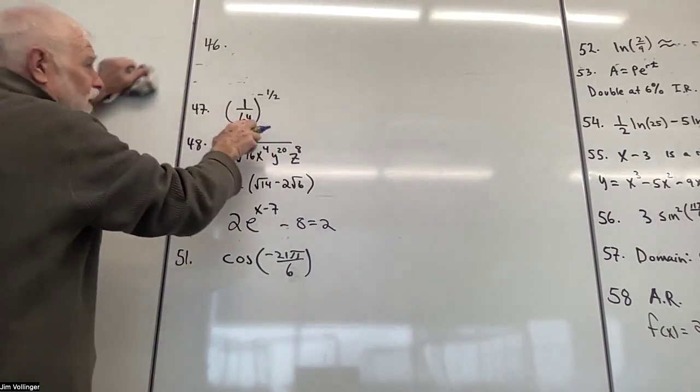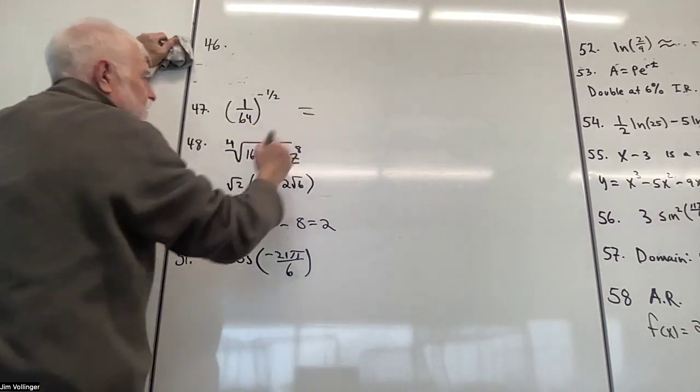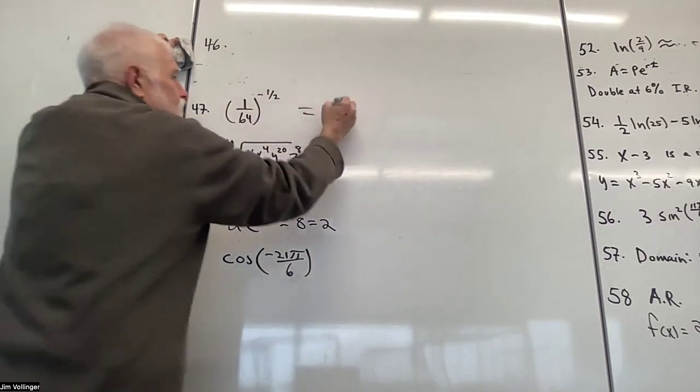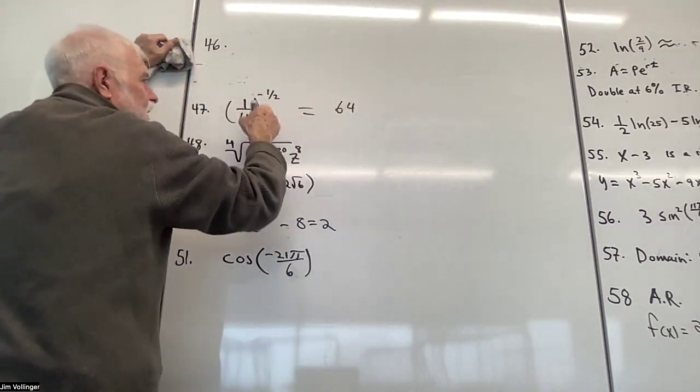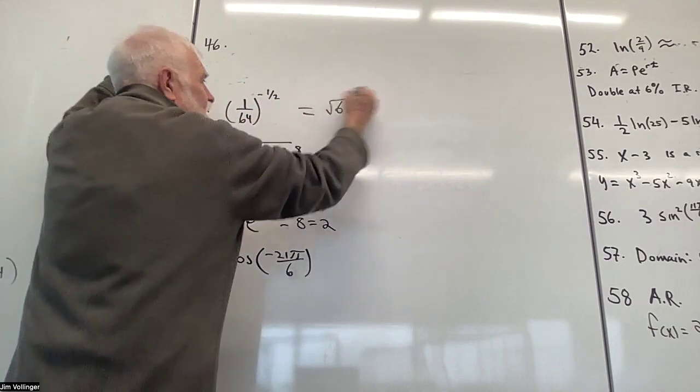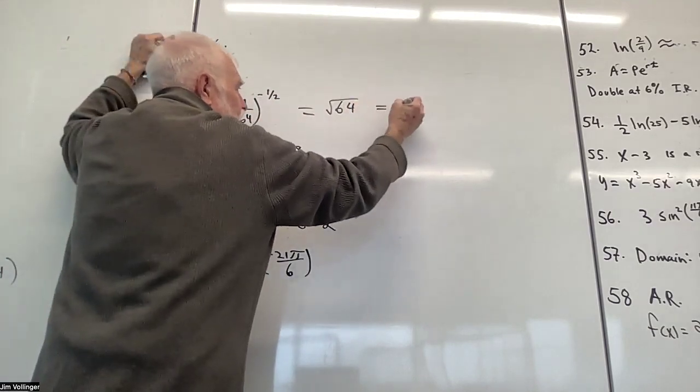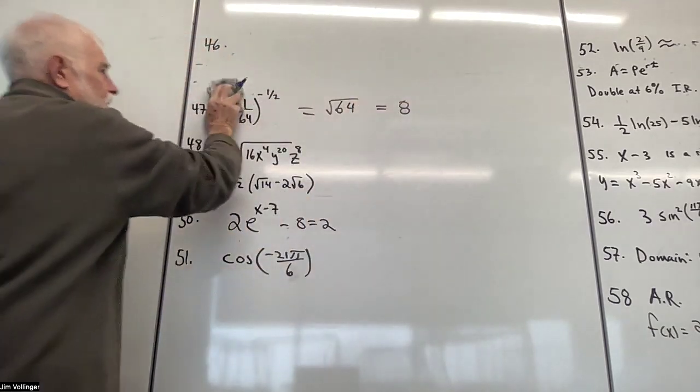All right, this one I made a careless mistake on at the start of the last lesson set. So I'm going to flip it. That takes care of the minus sign. And then 1/2 means square root. So that one is 8. All right, there we go.